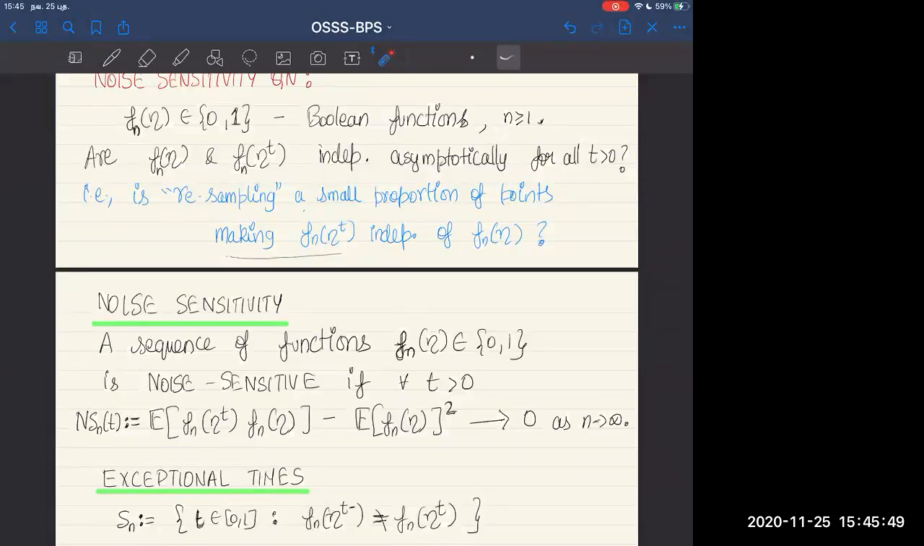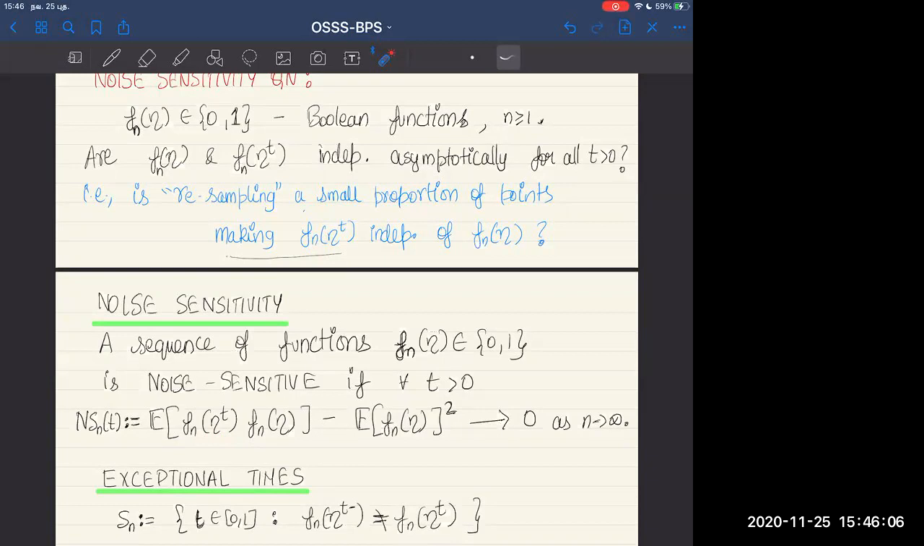Now, another notion related to noise sensitivity. Noise sensitivity does not need the Markov property. All it needs is for eta t to be defined at time t. It does not need the Markov property.